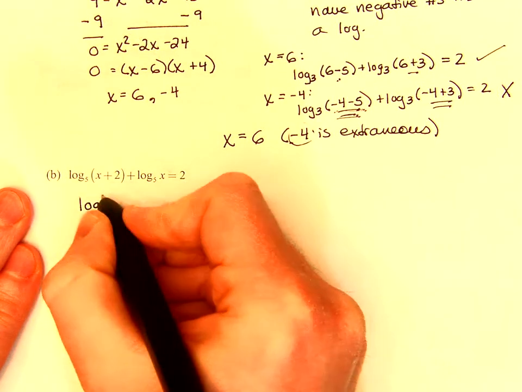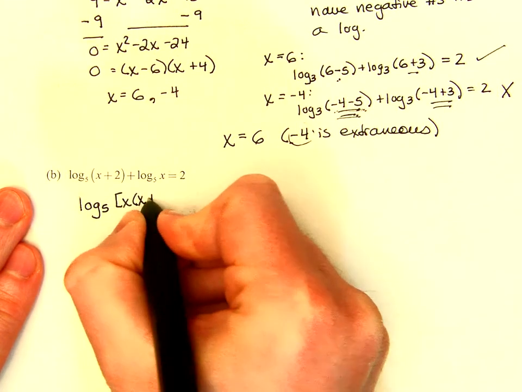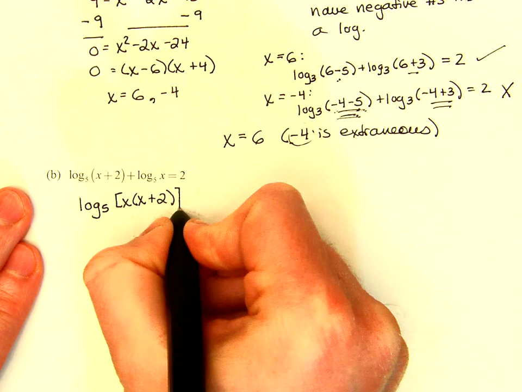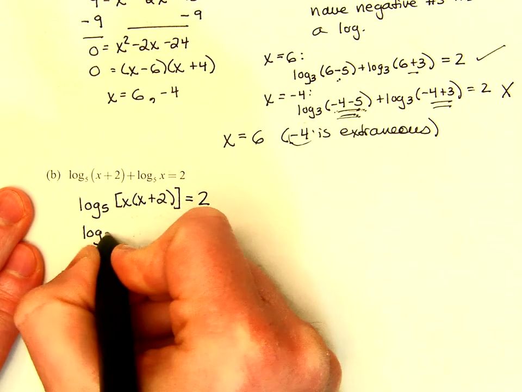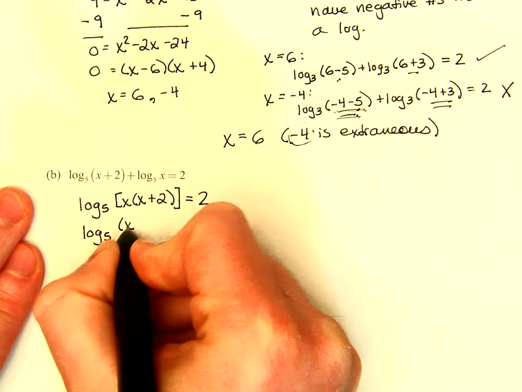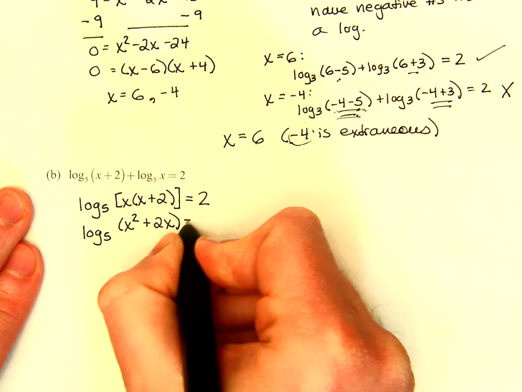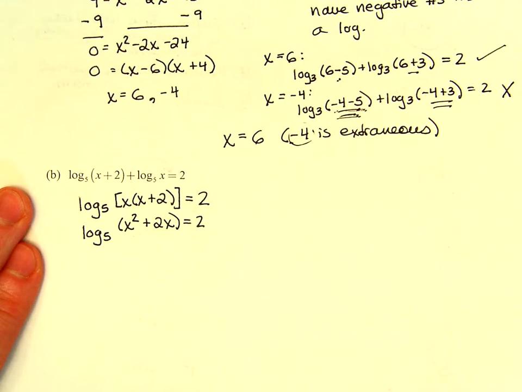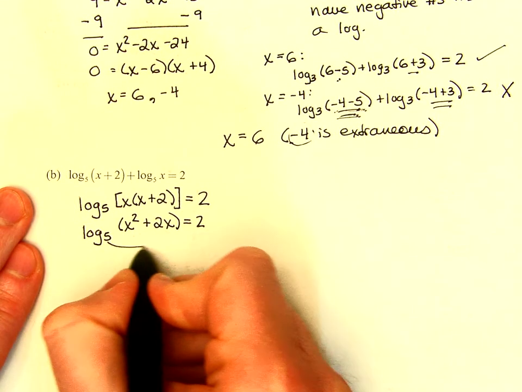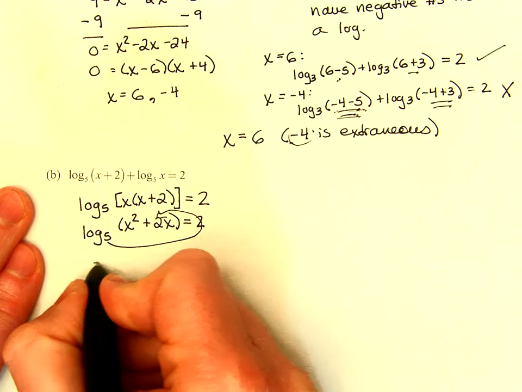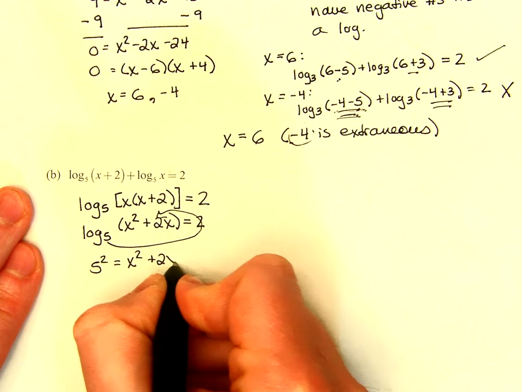Adding these 2 logs, so I'm going to multiply the stuff inside. Go and distribute the x. Time to go into exponential form. So 5 to the 2nd equals x squared plus 2x.